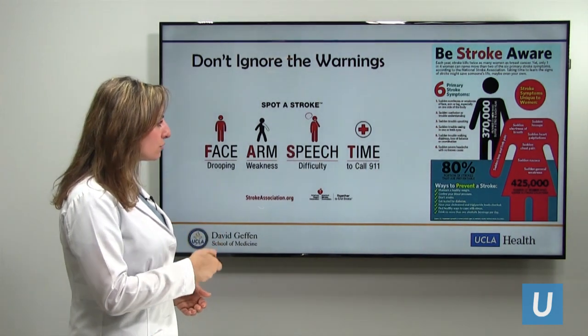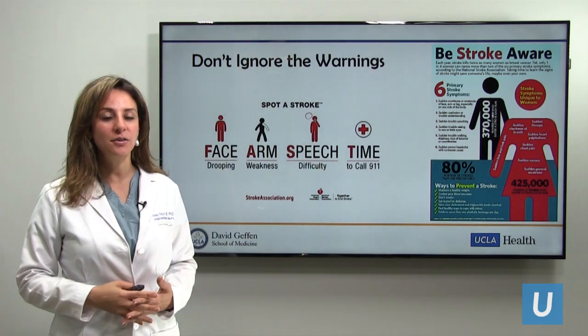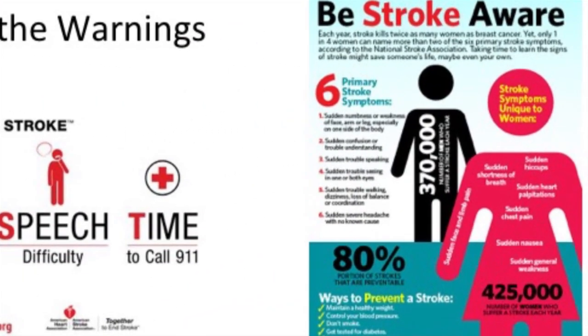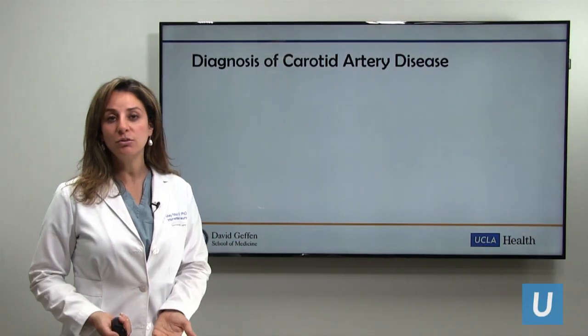And in stroke, we know now that still in the United States, almost 800,000 people have a stroke per year. And every 40 seconds in the US, somebody's having a stroke. So how do you detect carotid artery disease? If there's suspicion, if there are these warning signs, what do you do next?